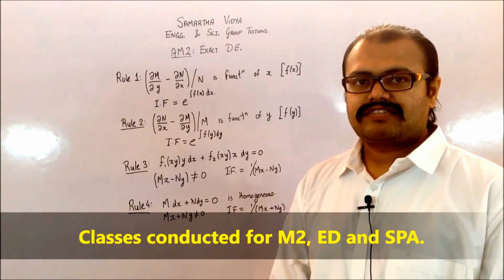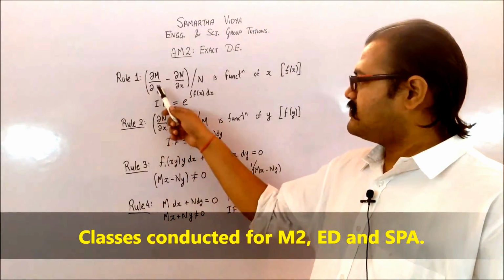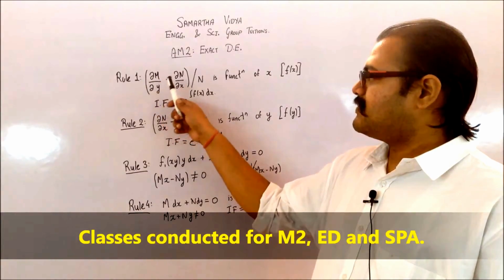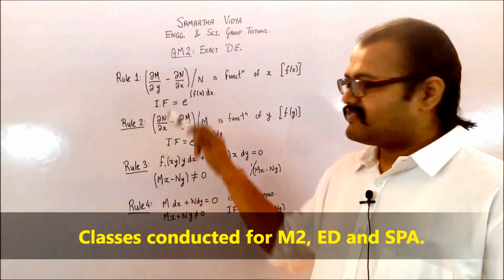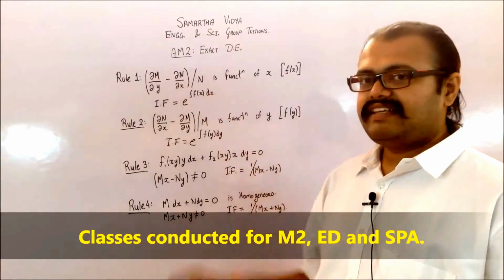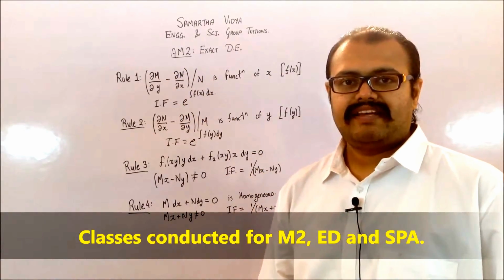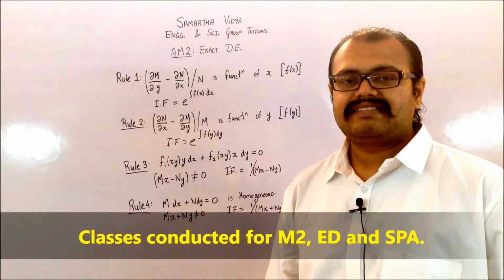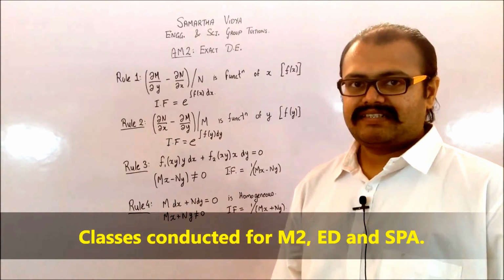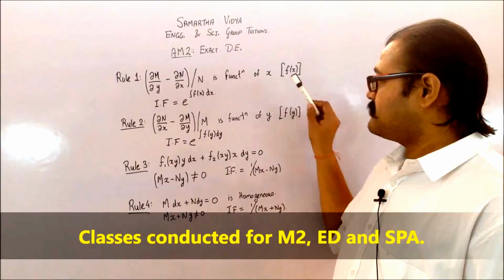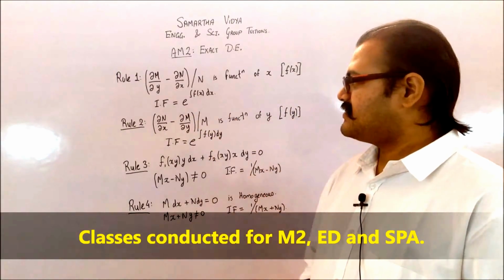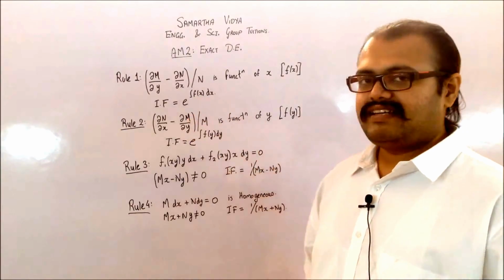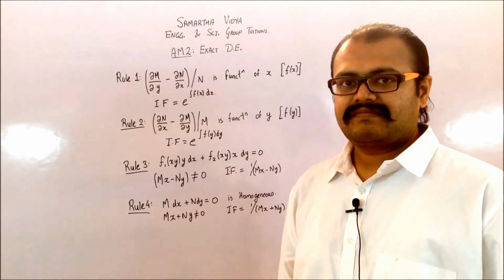So let's go for the first rule. You can see that in the first rule we are calculating ∂M/∂y minus ∂N/∂x, divided by N. If this leads to a function which is in x only, that means there is no y term present in it, and I say that function is f(x), then my integrating factor is given by e raised to the integral of f(x) dx.